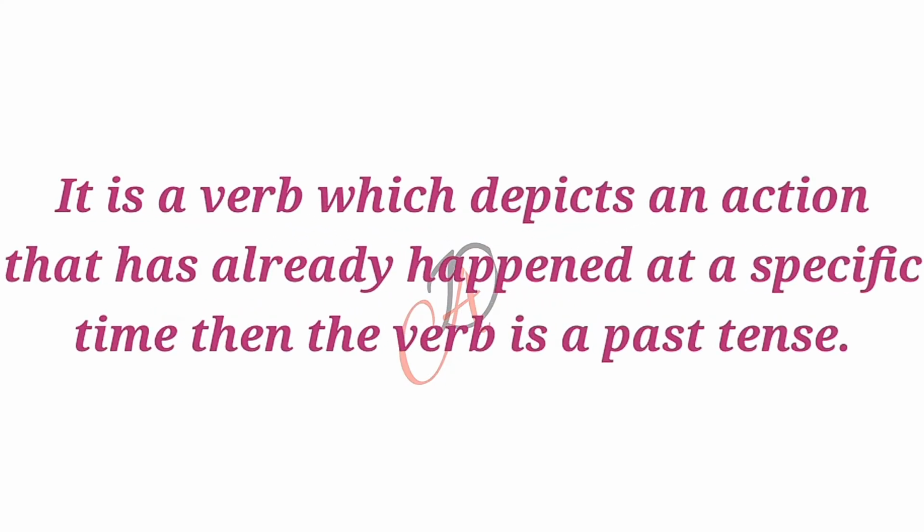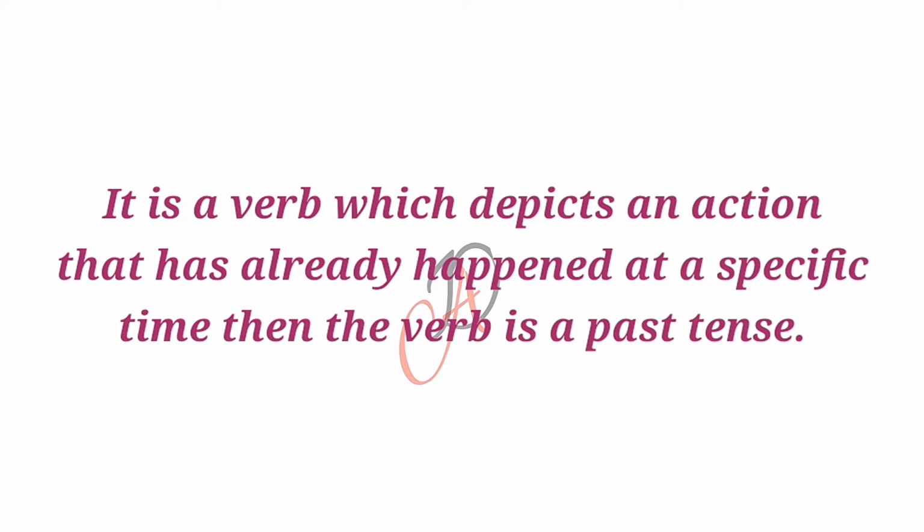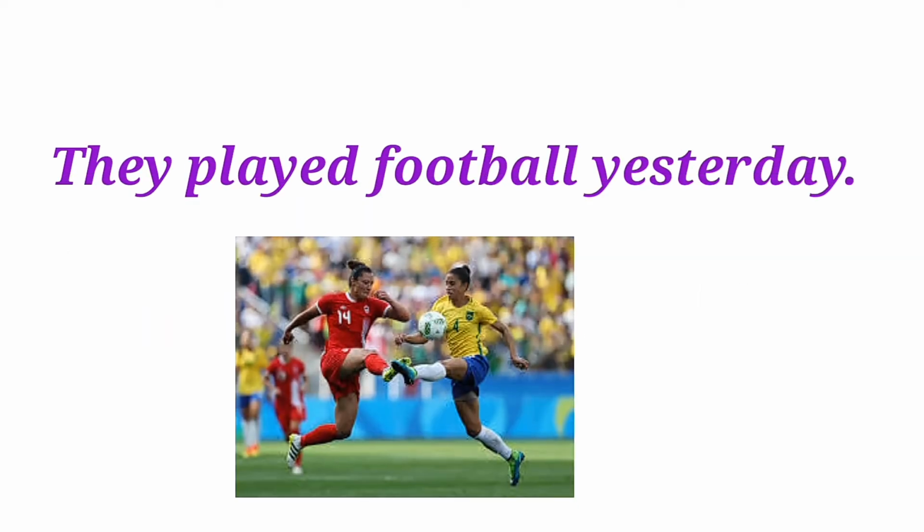So the next basic form of verb is past tense. If a verb depicts an action that has already happened at a specific time, then the verb is in the past tense. For example, they played football yesterday. And in the given example, played is a verb and it is the past tense of the base form of the verb play. So play is a base form, to play is infinitive, and played is a past tense.